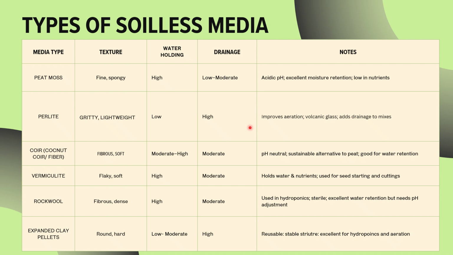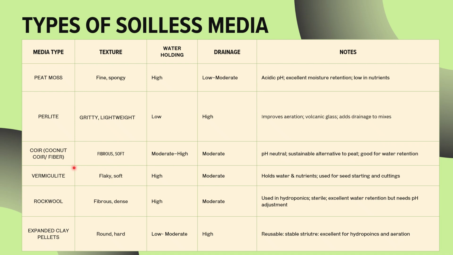Next, coir, aka coconut coir or fiber, tends to be fibrous. If you have ever seen it, it's soft, and it's moderate to high in terms of water holding. In terms of drainage, it's moderate and its pH is normal or neutral. When we talk about neutral pH, which we'll talk about further, just to give you a preview, we're talking about 7. It's not acidic, it's not alkaline. It's a sustainable alternative to peat, as in peat moss, and it's good for water retention.